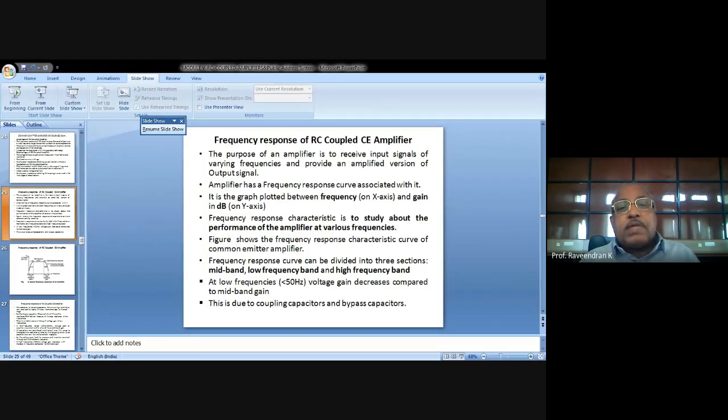The reactance of the coupling capacitor CC is quite high, and hence only a very small part of the signal will be passing from one stage to the next stage of the amplifier. So even if the amplified signal is there in the first stage, some portion of the signal will be reduced due to the reactance offered by the coupling capacitor.